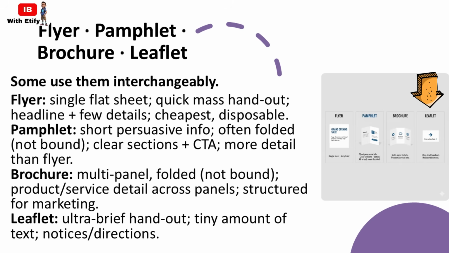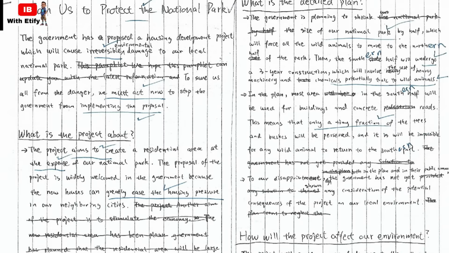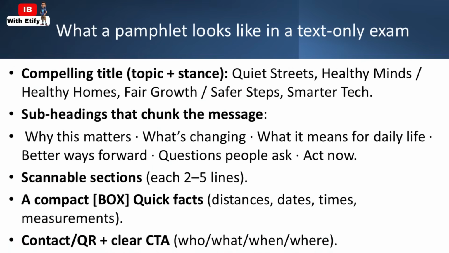In the exam, you are not doing graphic design, you're producing text that reads like the real thing when someone scans it quickly. What should the writing look like on the page? Begin with a title that shows both topic and stance. Use subheadings to divide the message into predictable steps. Why it matters, what is changing, how daily life is affected, what practical options exist, common questions, and how to act. Keep each section brief so the reader never loses the thread.